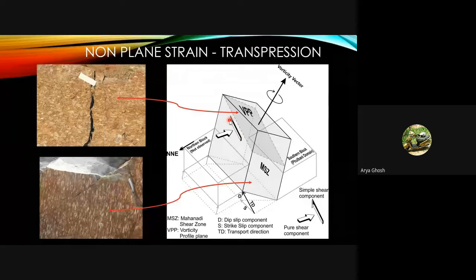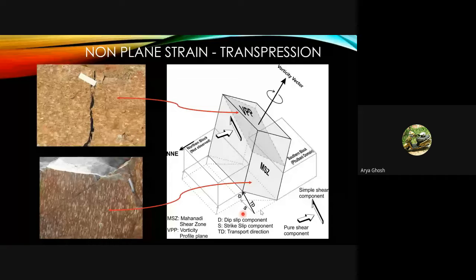And because we have some back rotated clasts, and not only in one section, if we see this section, there is a back rotated clast, and if we see this section, there also we noted back rotated clasts. So we can for sure say that there is a pure shear component which is actually causing stretching of this block. Now in this case, the strain will not remain a plane strain anymore. So it's a non-plane strain, and since we have strike slip and shortening together, it's a transpression. So this is the schematic transpressive model of the Mahanadi shear zone.